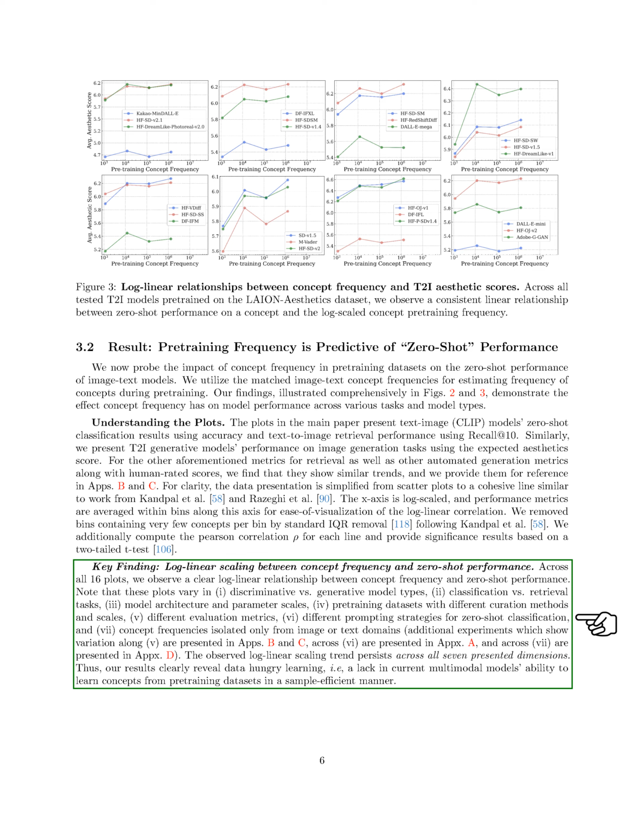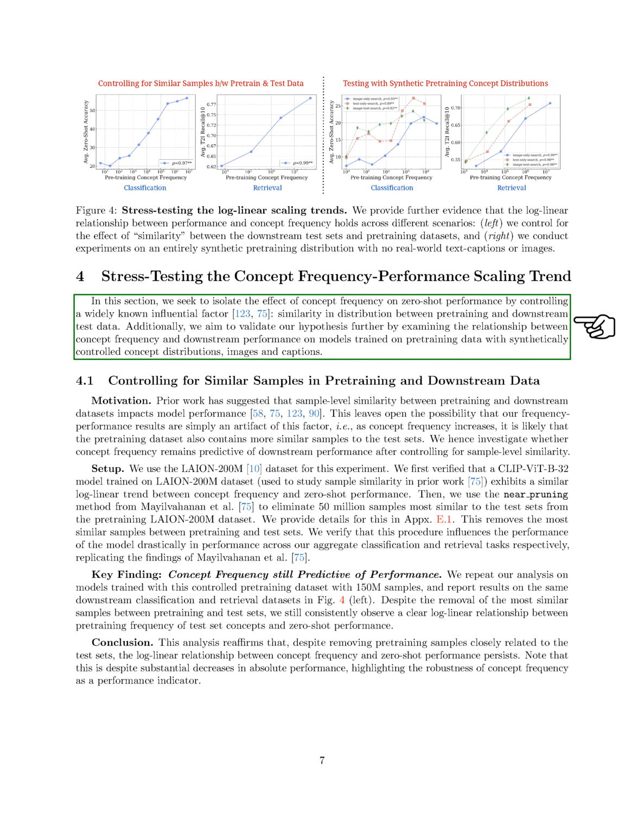Section: Stress testing the concept frequency performance scaling trend. In this section, we aim to understand how the frequency of concepts affects the performance of models that have not been explicitly trained on those concepts. To do this, we controlled for a factor known to influence model performance: the similarity between the data used for pre-training and the data used for testing. We also wanted to confirm our hypothesis by investigating how concept frequency relates to model performance when the models are trained on data with artificially controlled concept distributions.